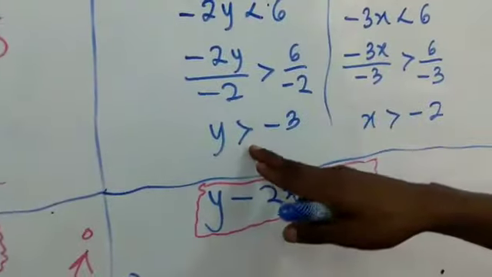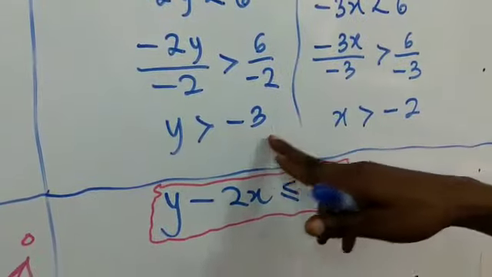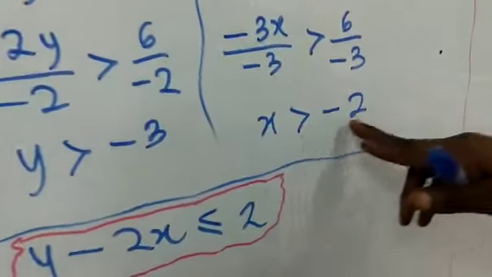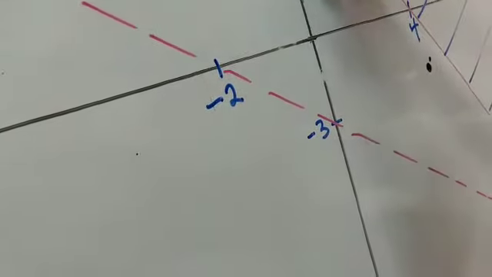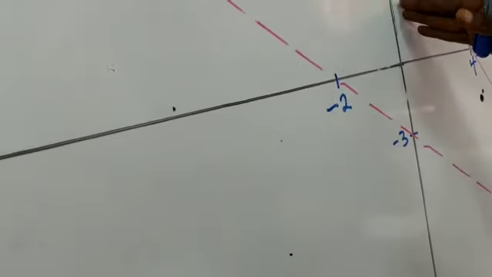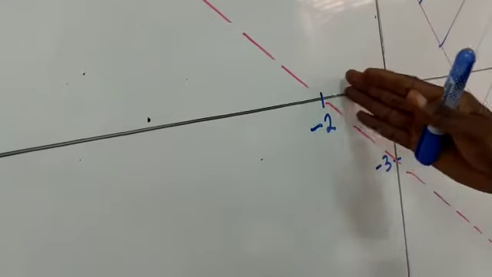Okay, now let's go back to our inequality. Y says I am greater than minus 3. X says I am greater than minus 2. Okay, let's go back to Y. Y says I am greater than minus 3. Y seems to be saying I am up here. And X also says I'm greater than minus 2. X also says I am here.